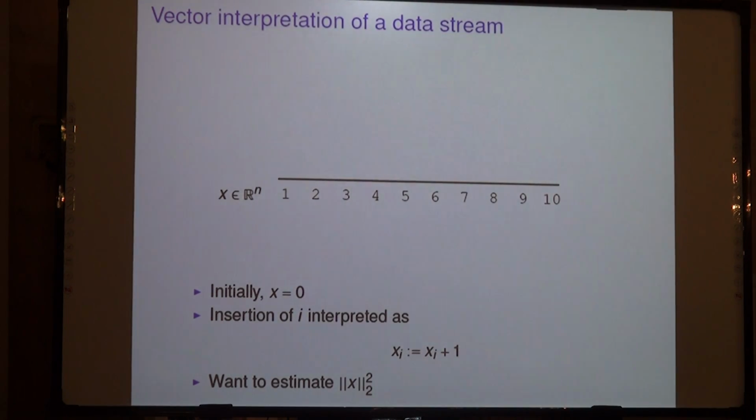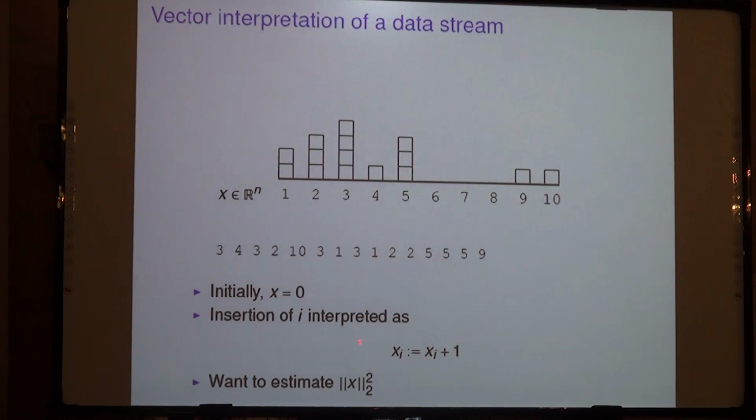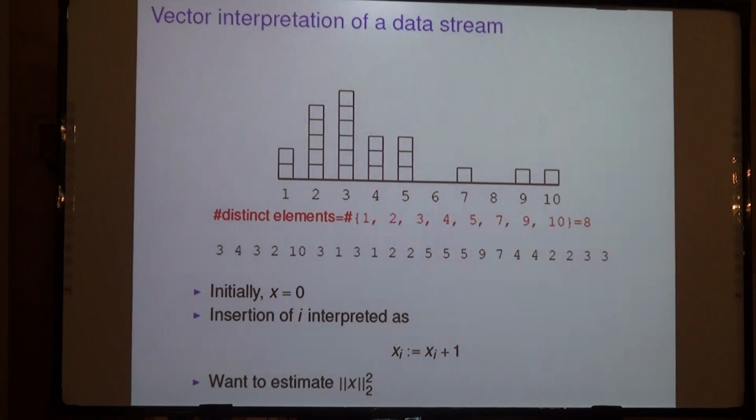So if you forgot what the setting is, let me show you this picture again. Here, we have a universe of size 10. So in the stream, we get numbers between 1 and 10. The stream is shown here. And x is the frequency histogram. So this is a vector with integer entries in Rn. And as the stream comes in, the arrival of item i is basically just an update to the ith entry of x. Good. So this is to remind you what x is. Our goal is to approximate the L2 norm squared of x.